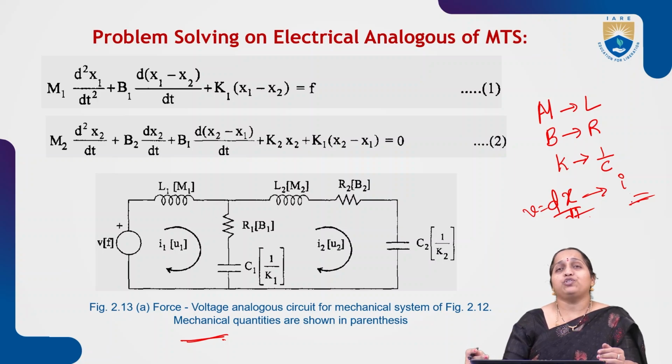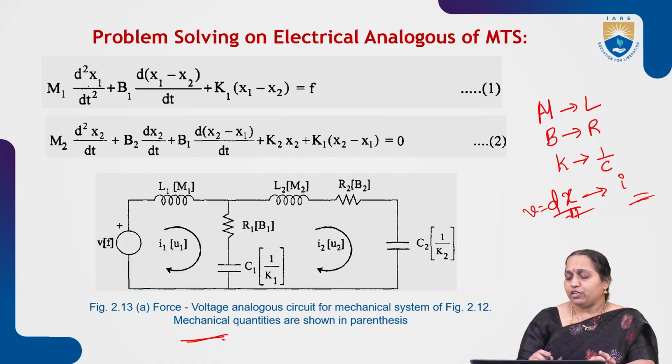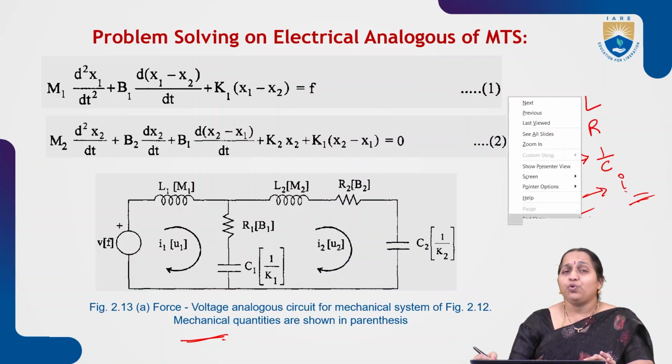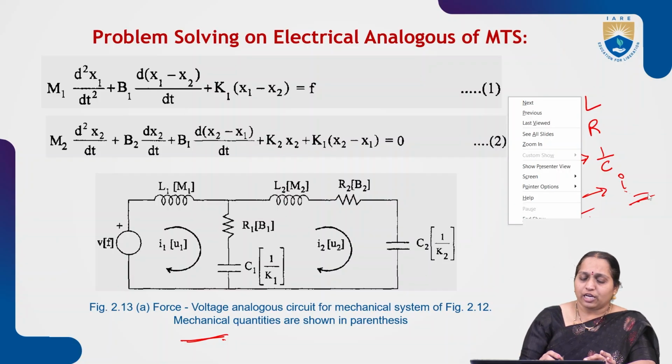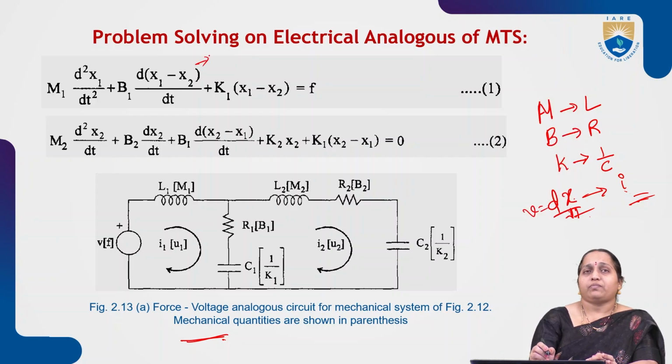This is in case of force voltage analogous circuit. Look here. Now, if we observe this, M1 into d square x1 by dt square. If dx by dt is analogous to I, then d square x by dt square will be analogous to di by dt. That is how we can write its equivalent like this.